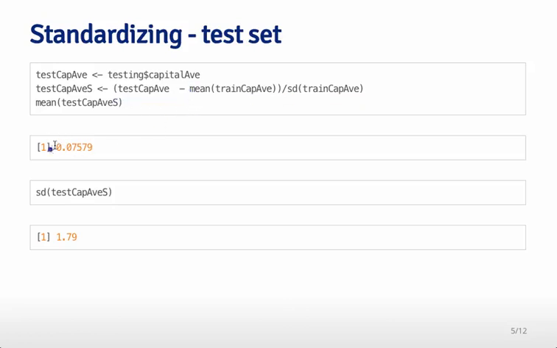What does this mean? It means that when you do the standardization, the mean will not be exactly 0 in the test set, and the standard deviation will not be exactly 1, because we've standardized by parameters estimated in the training set. But hopefully they'll be close to those values, even though we're not using the exact values from the test set.